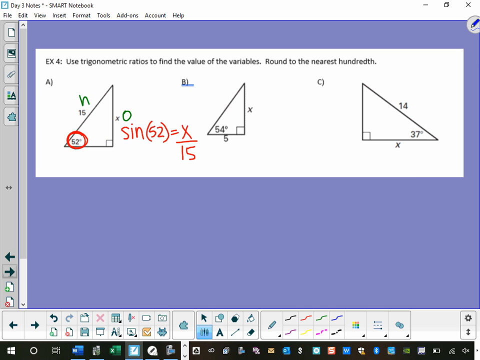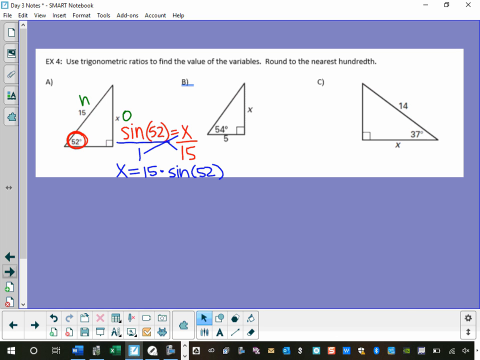All right, let's solve for this. Let's make it a proportion. 1 times x equals 1x. 15 times sine of 52 equals what? 11.82. 11.8? Yep, I got the same thing. Should get 11.8. How many got that together here? 19? Okay. Does that make sense?